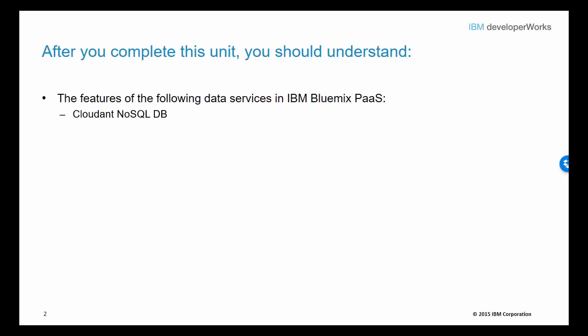The Cloudant NoSQL database service, which as you recall is a document-oriented schemaless data store that's optimized for horizontal scaling. We'll also look at the dashDB service, which is a relational data store that's optimized for complex analytic queries. Then finally, we'll look at the time series database service, which as you recall is a service that's optimized for storing Internet of Things time series data.